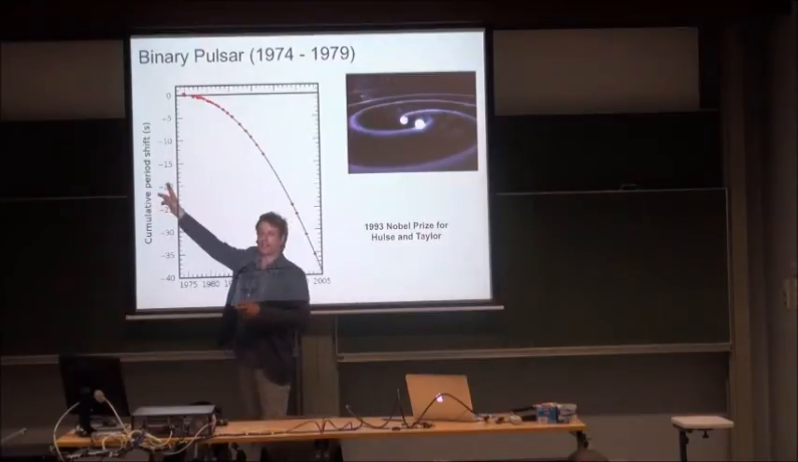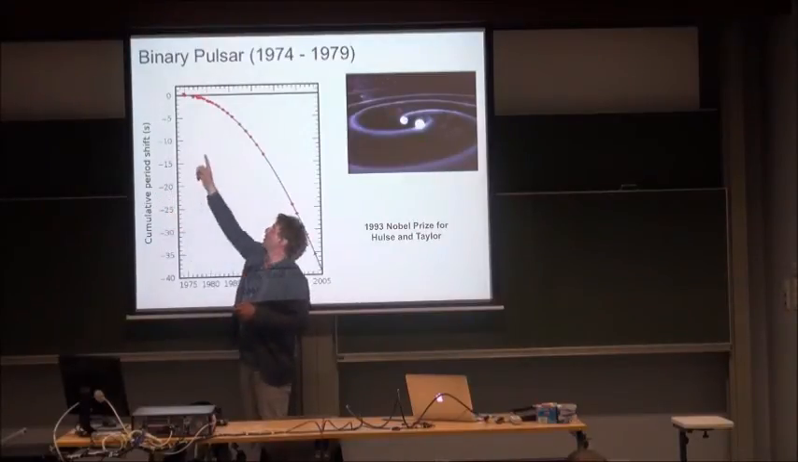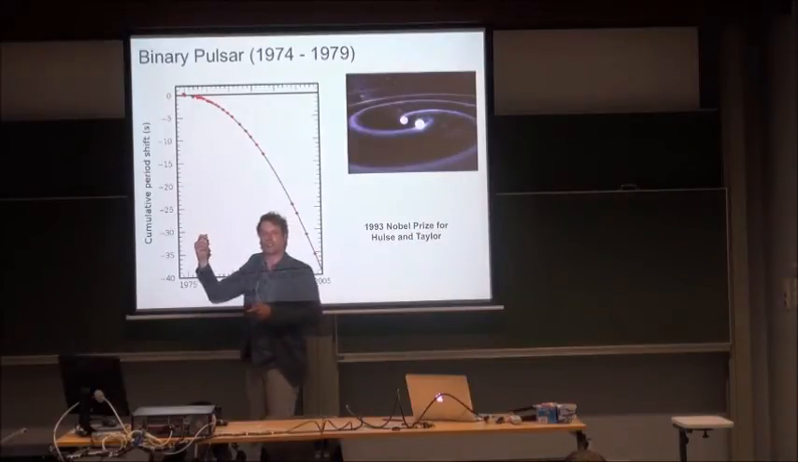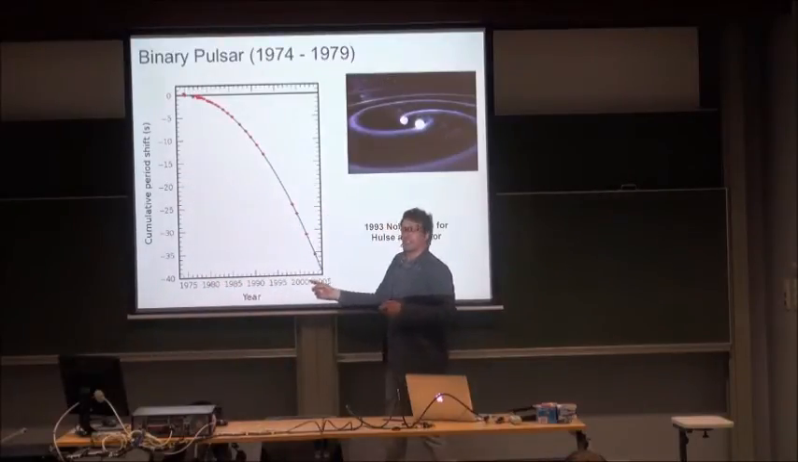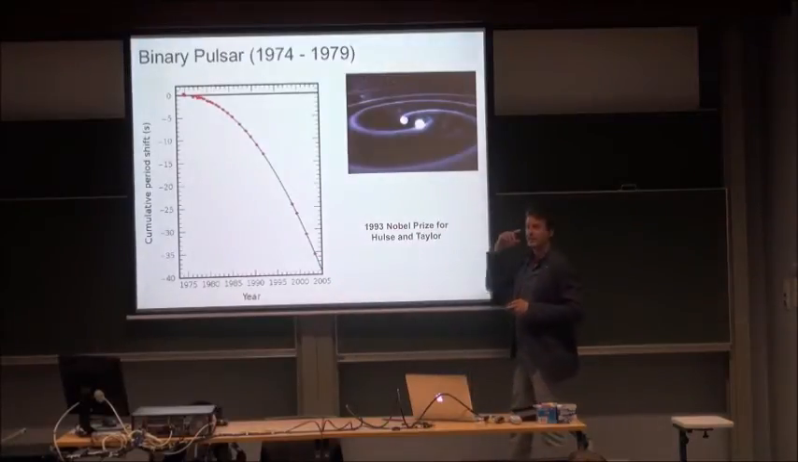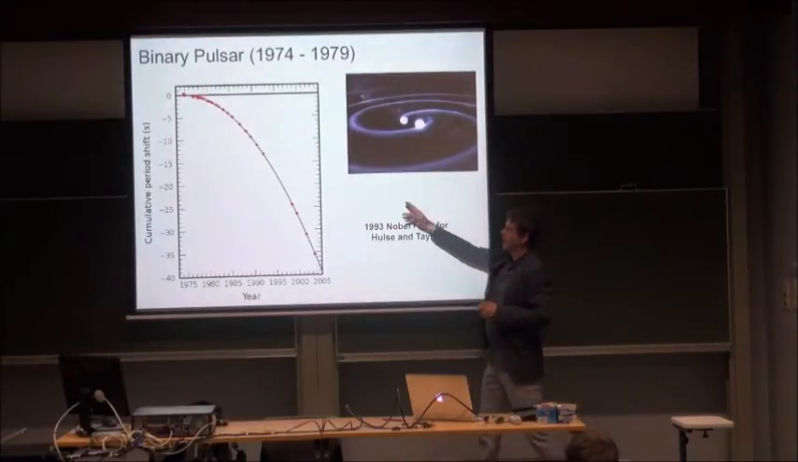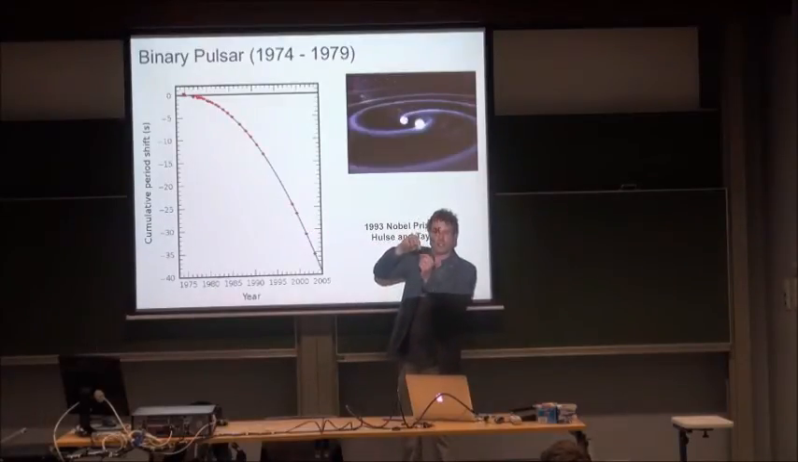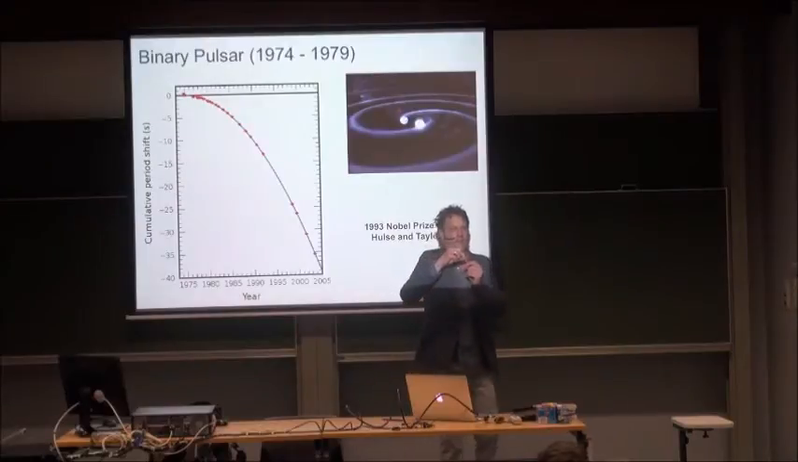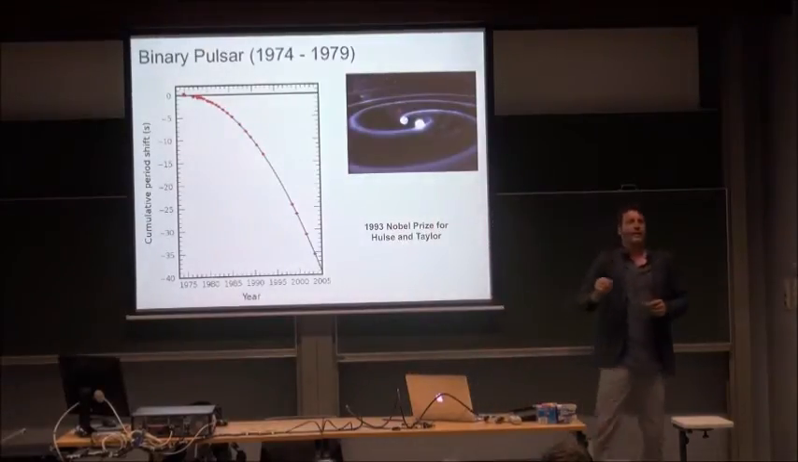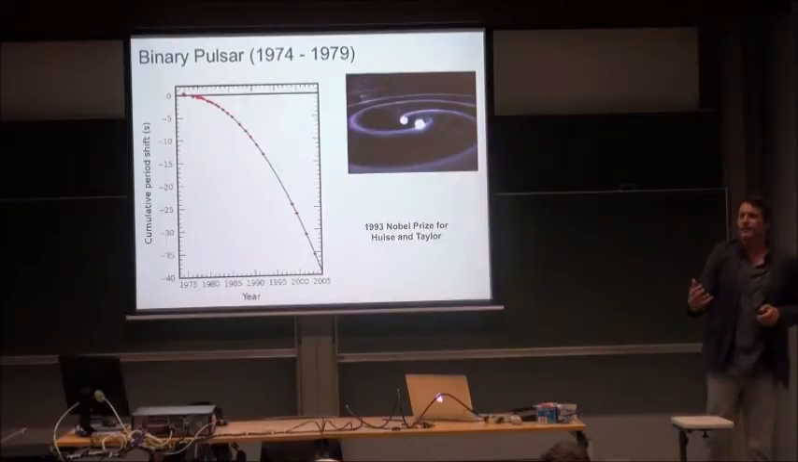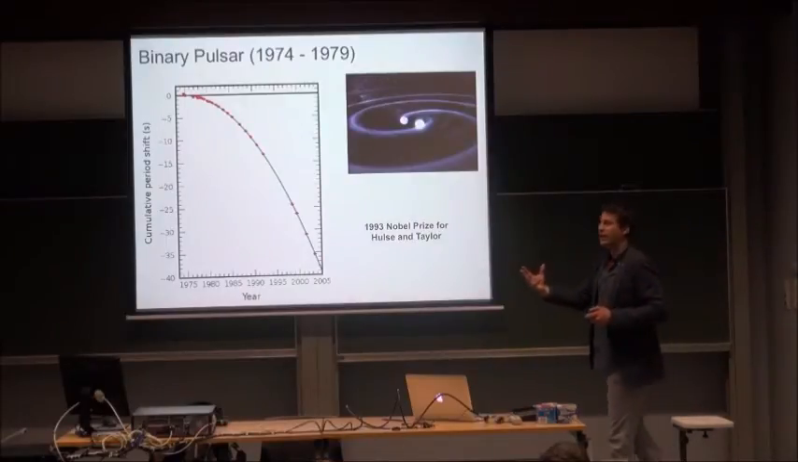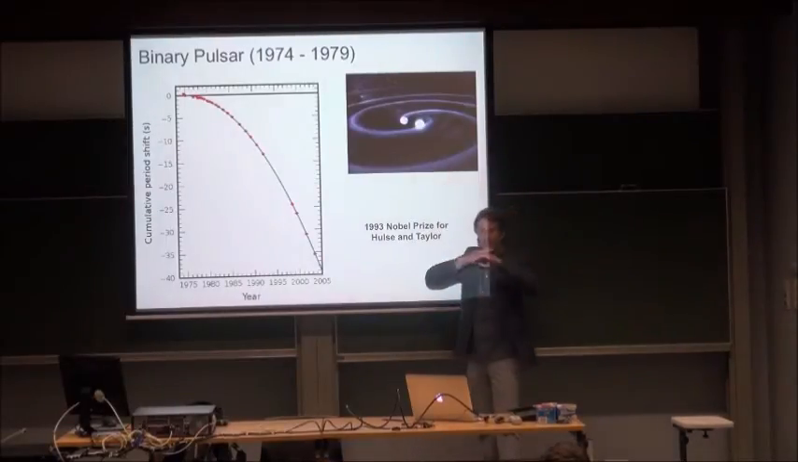Expressed in terms of seconds, starting from zero, so this is the number of seconds that the orbit shrinks, and on the vertical axis, years. So they've observed this system for years and years, and gradually the red dots show that the two neutron stars approach each other, ever so slightly. But the blue curve is the prediction of general relativity of the energy that this system emits in gravitational waves.